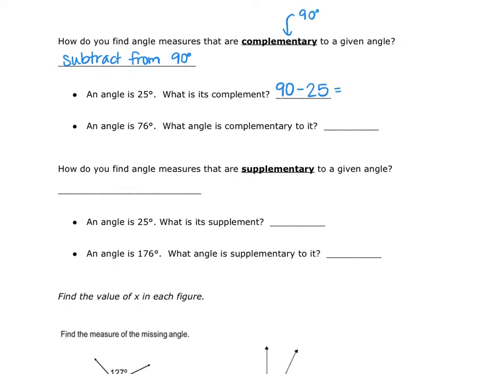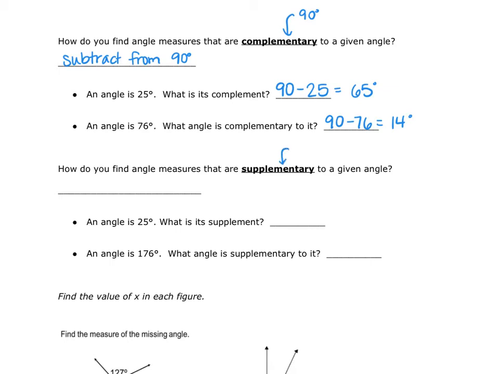Shouldn't put that question mark there, but it is 65 degrees. Then we have an angle, and it's 76 degrees. What angle is complementary to it? So we do 90 minus 76. And when we subtract 76 from 90, we get 14 degrees.